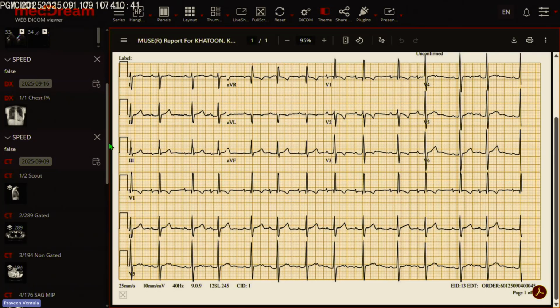Is it consistent with your diagnosis? Yes, sir. Right axis deviation, around plus 120 degrees, along with the sudden transition. The deep S in V5 and V6.